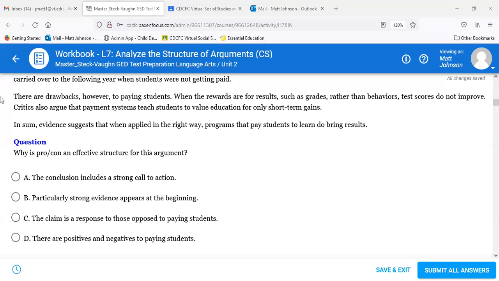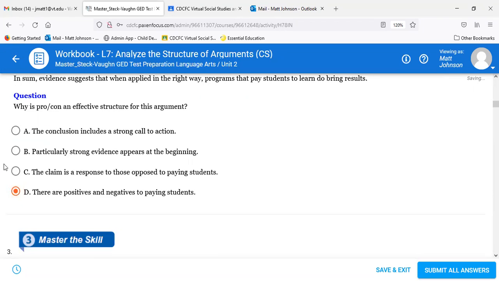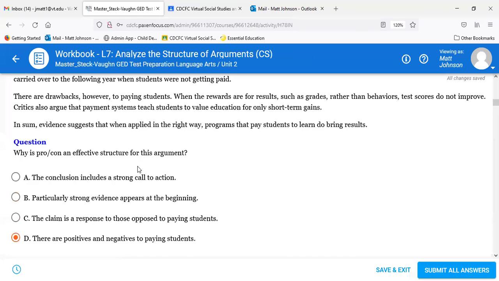Is it D? So yeah, D. D is in dog for number 2. And you can actually pick up in the conclusion where it says, in sum, evidence suggests that when applied in the right way, programs that pay students to learn do bring results. But it does sort of imply that, okay, maybe there's a right way and a wrong way. And that's what that article points out.